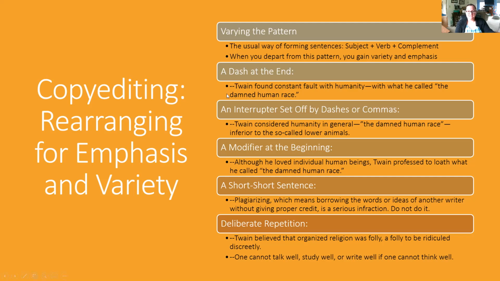You can use things like dashes. You can use an interrupting phrase set off by dashes or commas. You can put a modifier at the beginning of the sentence. You can have most of your sentences be longer, complex, and then boom, you put in a short sentence to create an effect and emphasize something, right?